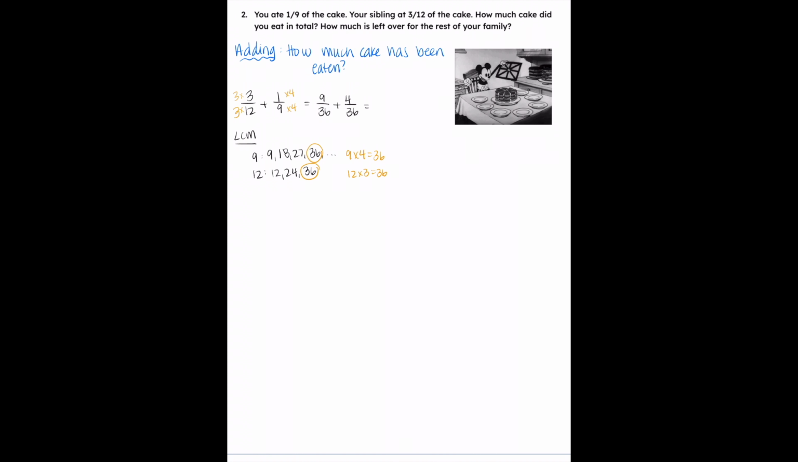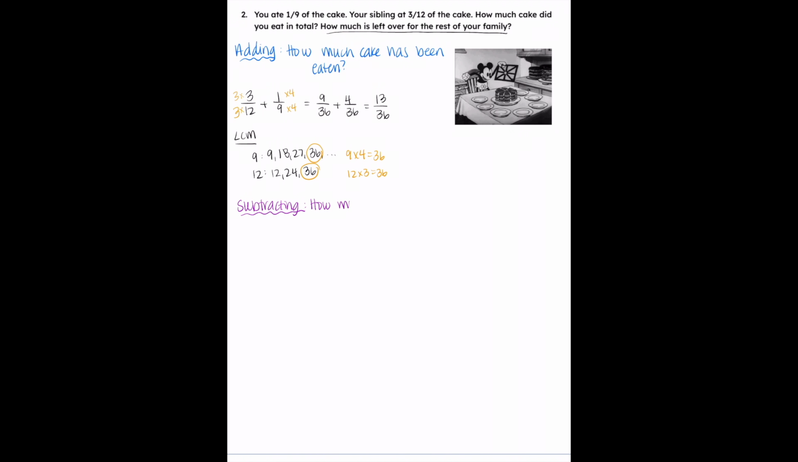9 over 36 plus 4 over 36 will give me 13 over 36. And this answers our first question. This is how much cake that we have eaten in total, you and your sibling. Now we have to answer the second question. The second question asks, how much is left over for the rest of your family?